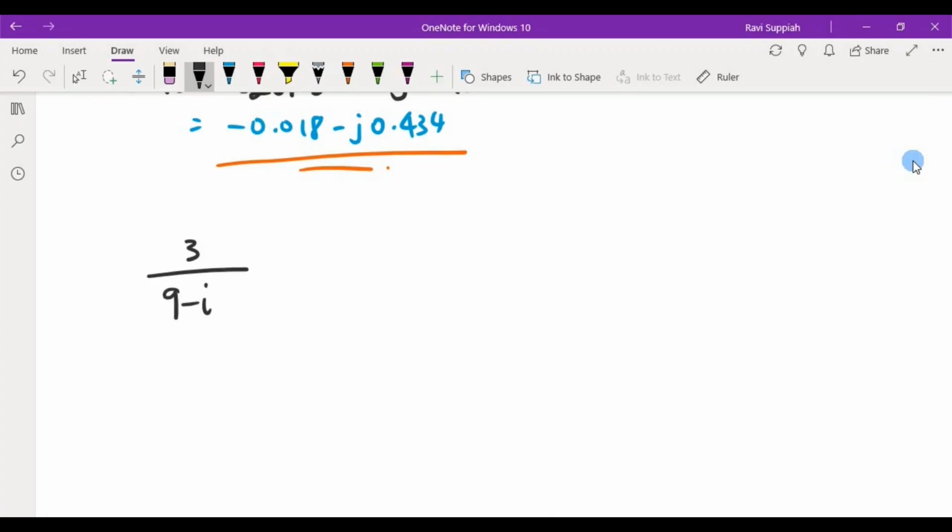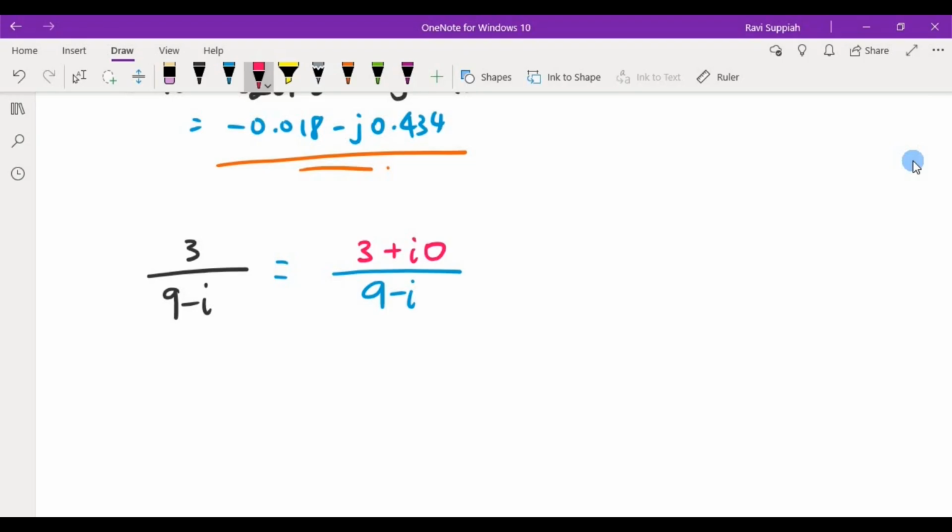Now how do we proceed with this? For the denominator, it's quite straightforward, where we just keep it as it is, 9 minus I. But the numerator, as you can see, doesn't seem to have any imaginary part, correct? It only has a real part. So the imaginary part is effectively 0. So you can just write it as 3 plus I0. So that is an easy way to proceed with this question.